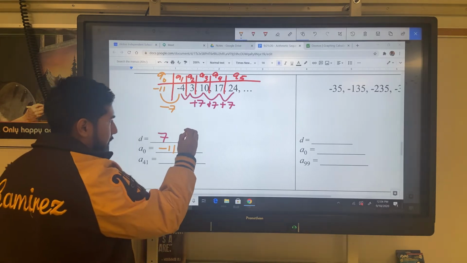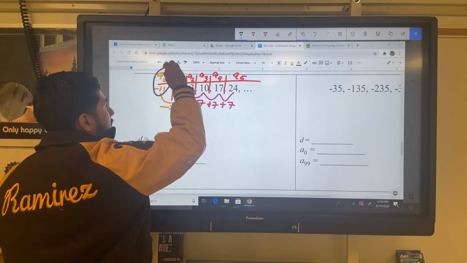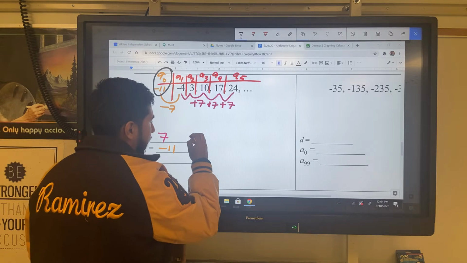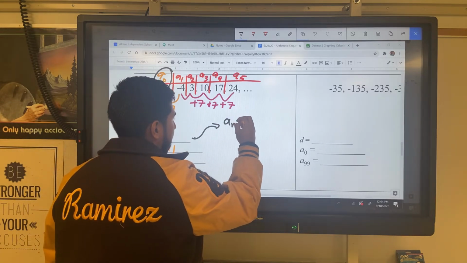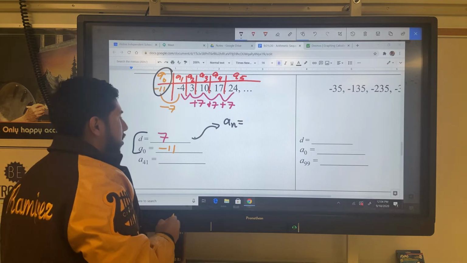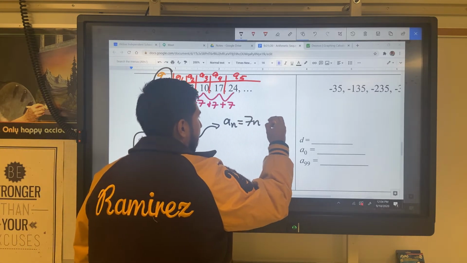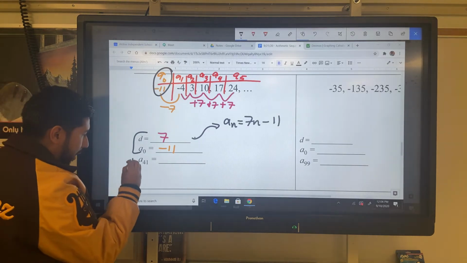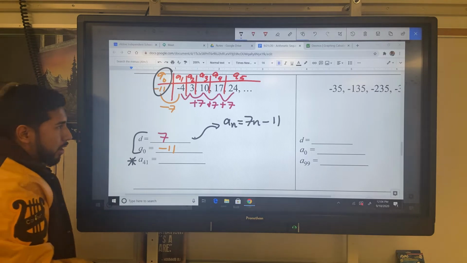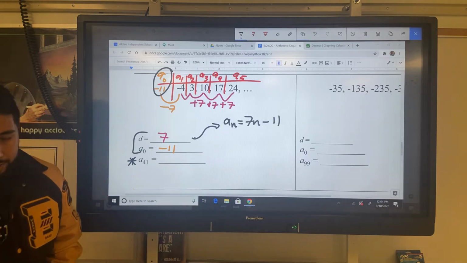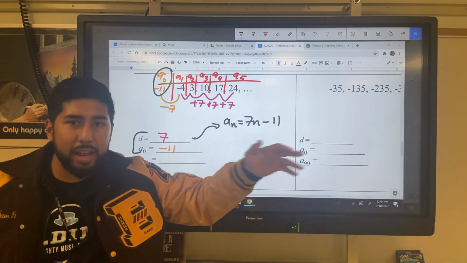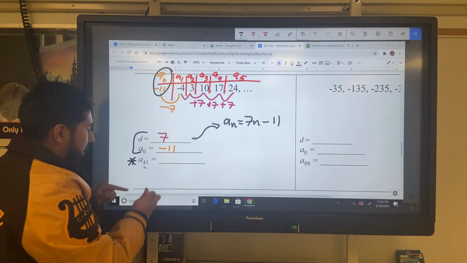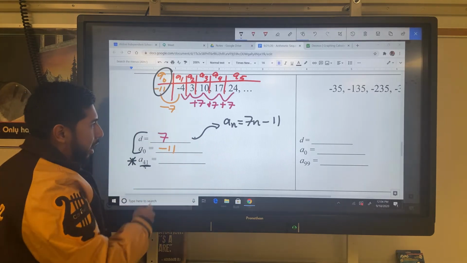Let's write this beautiful function rule. A sub n equals 7n minus 11. Now here is very important. This is where we predict the future. You're probably wondering, why do we have that little n right there? Well, that's what you're going to use to predict. We're going to substitute. So I'm going to take this n and put in 41. Anywhere I see an n, we put a 41.